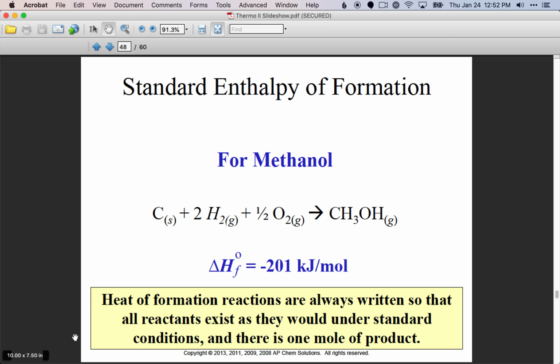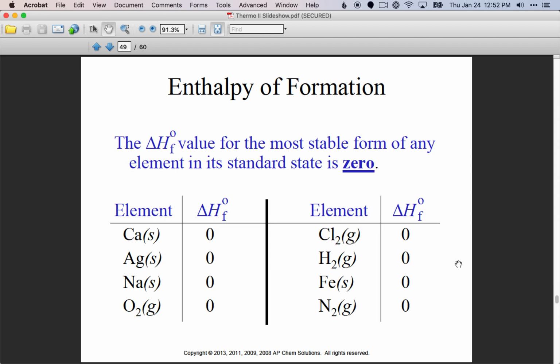Now notice that it's a negative 201 kilojoules per mole. So this is an exothermic reaction. And you have to pay attention to states. Notice that this is in the gaseous form. We actually probably would be more familiar with the liquid form of methanol because that typically is what it is at room temperature.